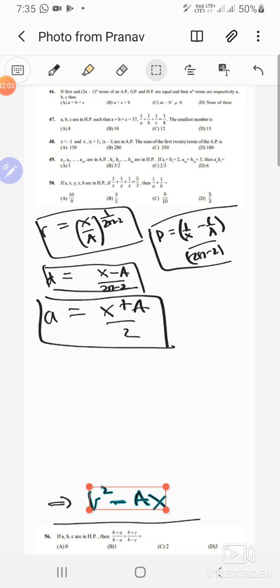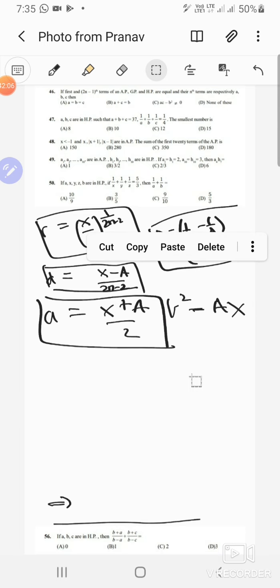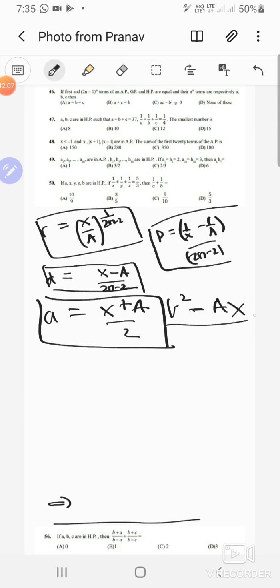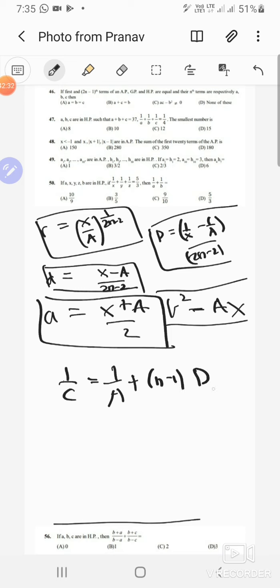Okay, so that's a good thing to know. Fine. And then what other thing do you have? You have the nth term of the harmonic progression, which is going to be 1 upon c, right? So 1 upon c is the nth term of the corresponding arithmetic progression. Fine, that's going to be 1 upon a plus n minus 1 into d.